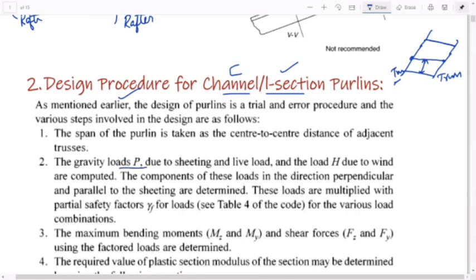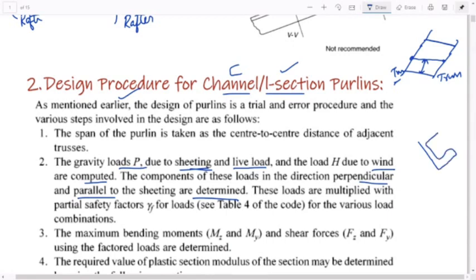The gravity load P due to sheeting, we use sheets and everything, right, to cover the roof. Of course, we are aware of these asbestos sheets that we regularly use. And this sheeting load and live load, wind loads, whatever the load that is acting on this roof has to be calculated. And the components of these loads in the direction perpendicular to the roof and parallel to the roof or sheeting are determined.